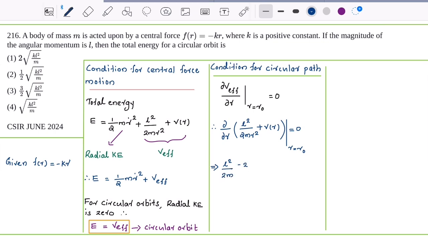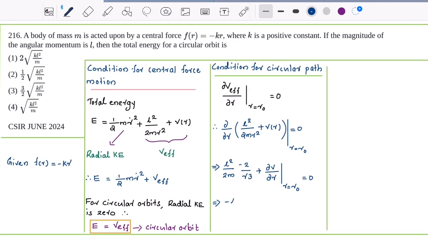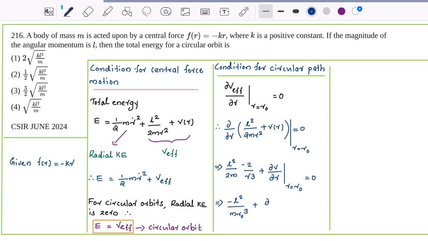That is L square by 2m into minus 2 by r cube plus dou V by dou r at r is equal to r0 is equal to 0. The 2 and 2 cancel. Therefore, minus L square by m r cube plus dou V by dou r at r is equal to r0 is equal to 0.